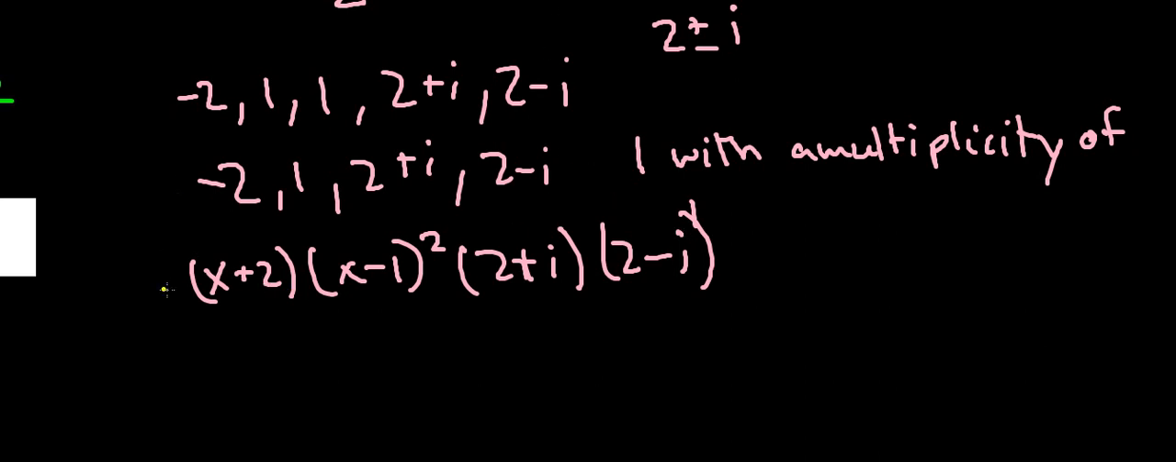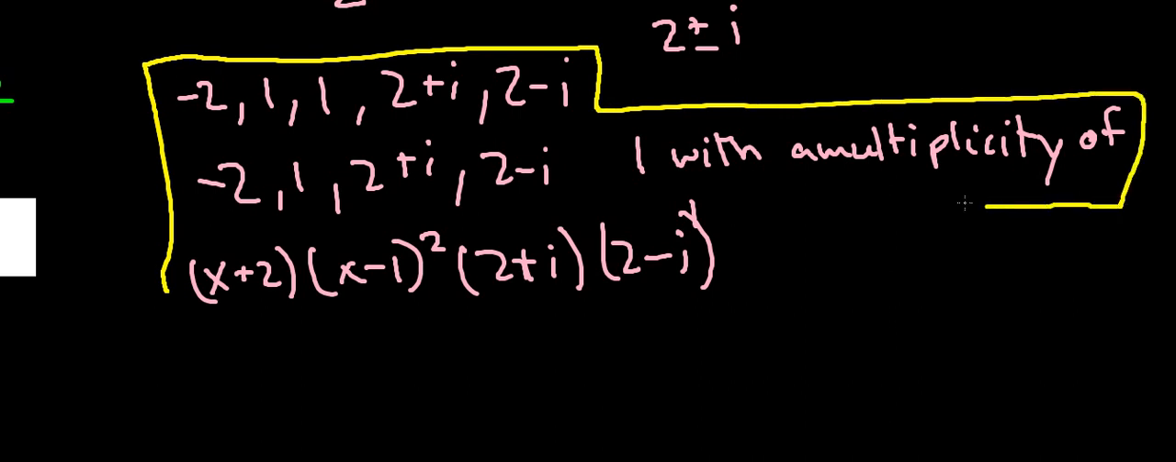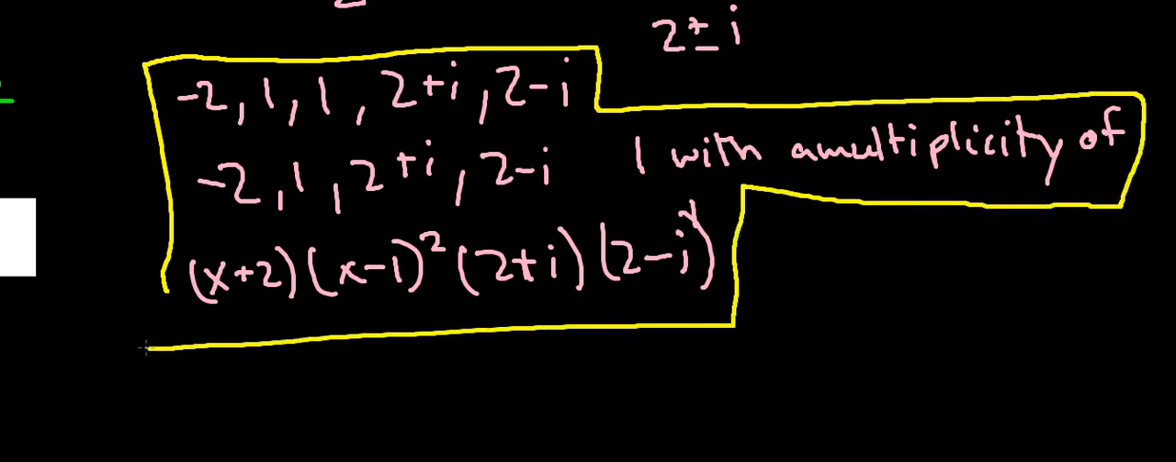So any of these would be a correct way of saying what the zeros are. Or we can just write this as x minus 1 times x minus 1, or x minus 1 squared. Either way, these are all valid ways of stating what the zeros of this polynomial are.